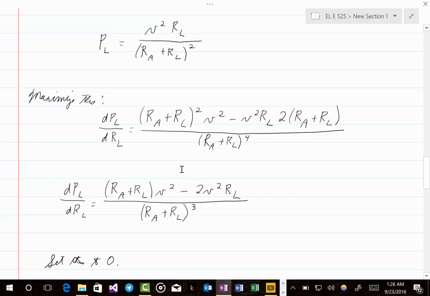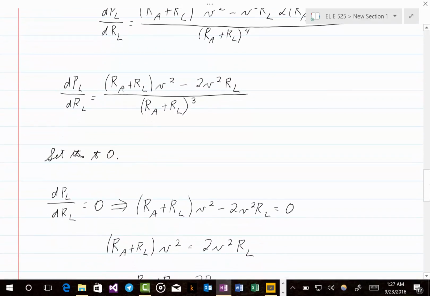And now if we multiply the top and bottom of this by 1 over RA plus RL, then the RA plus RL squared becomes simply RA plus RL. This RA plus RL will disappear, and the RA plus RL to the 4th in the denominator becomes RA plus RL cubed. Again, what we've done there is just multiply the top and bottom by 1 over RA plus RL. So then we get this slightly simplified expression here, and we're ready now to set that equal to 0 to find out the condition that gives us maximum power transfer to the load.